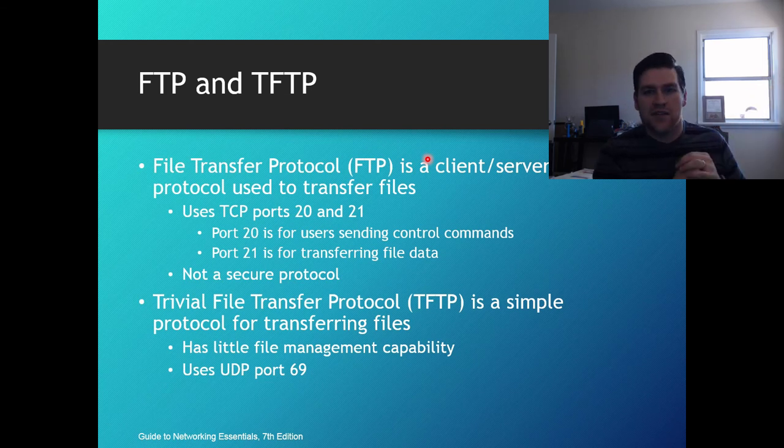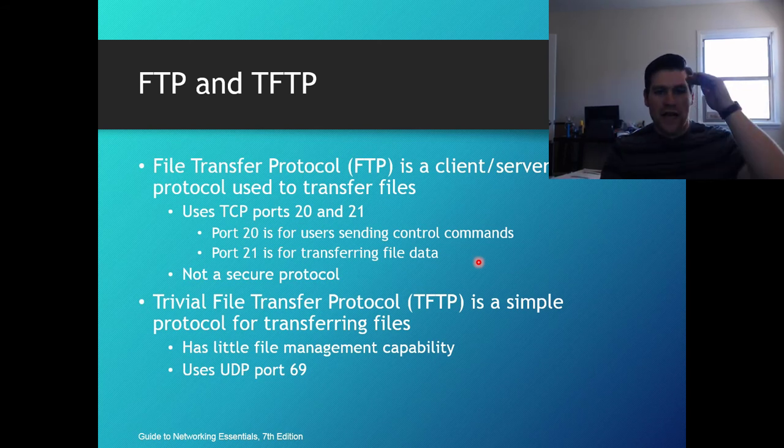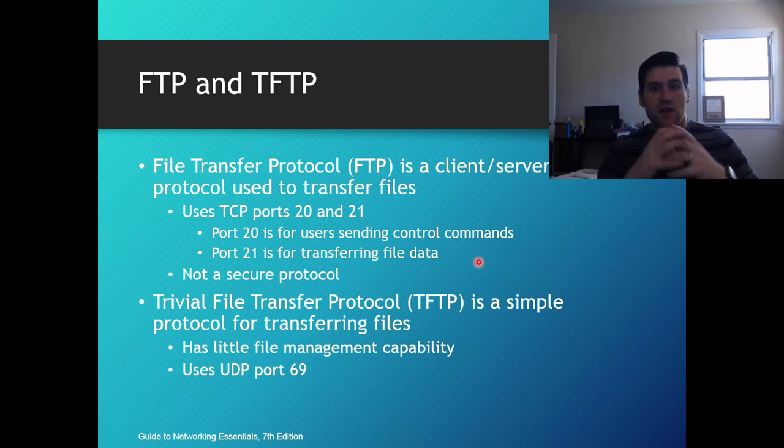Then you have TFTP. TFTP has very little management capability. It's literally just for getting a file from point A to point B. So File Transfer Protocol has some management capabilities, meaning you can actually look at the file system, look at the arrangement of folders, and dig through and look at things. But with TFTP, you're just getting from point A to point B, and that's all it's concerned with.